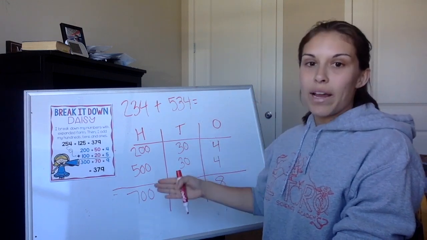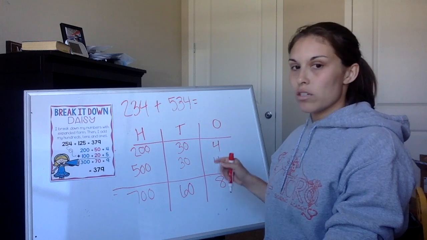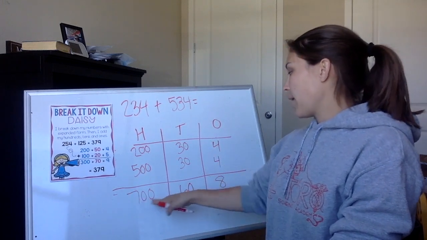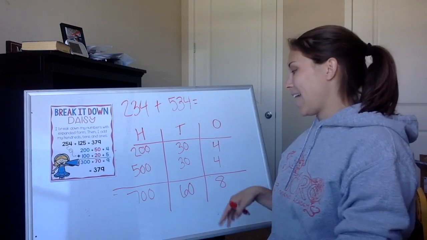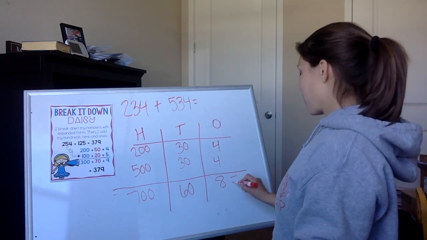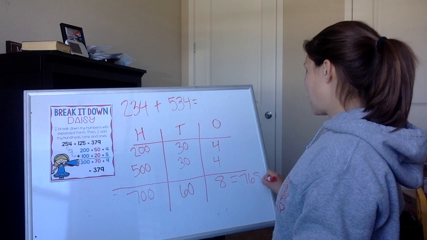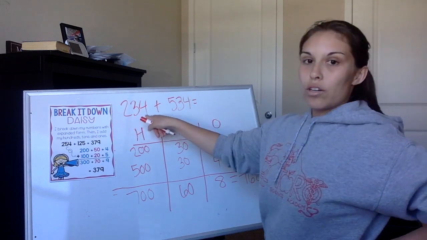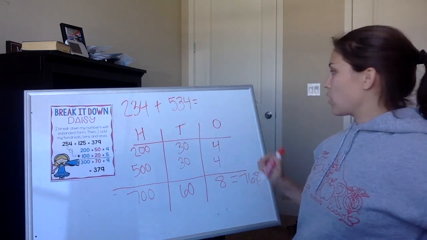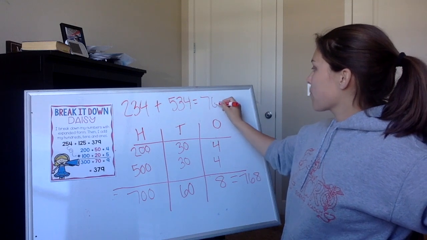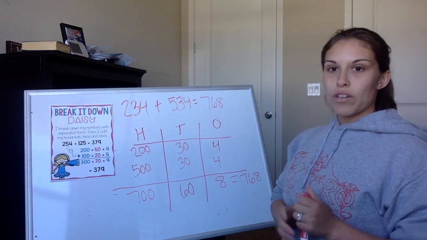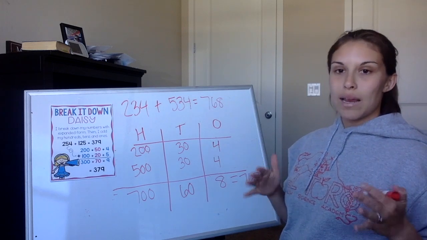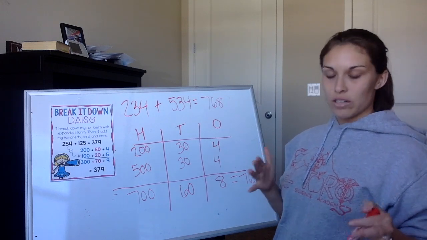So now that I've added my hundreds, my tens, and my ones columns, I'm going to write this as an answer. So 768. So 234 plus 534 equals 768. As you can see, boys and girls, with all three of our strategies, we've used the same problem and we've gotten the same answer each time.